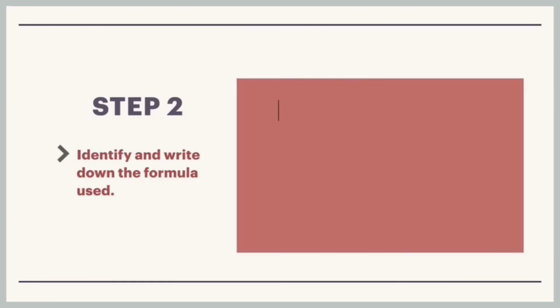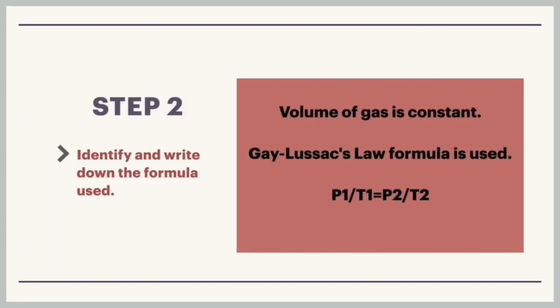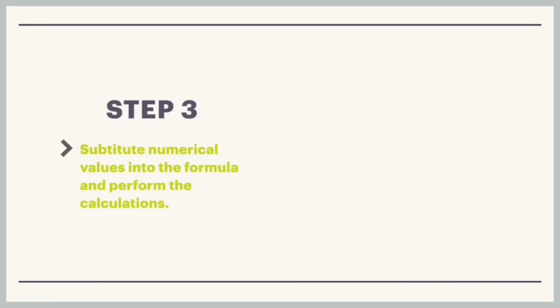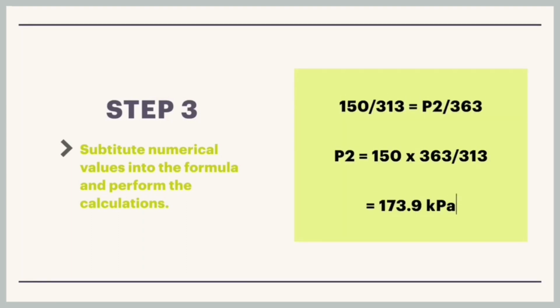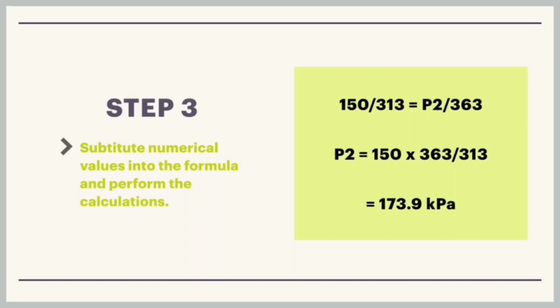The volume of gas is constant, so we have to use the Gay-Lussac's Law formula: P1 over T1 equals P2 over T2. For the last step, step 3, we have to substitute numerical values into the formula and perform the calculations. So 150 over 313 equals P2 over 363. So P2 equals 150 multiplied by 363 over 313.